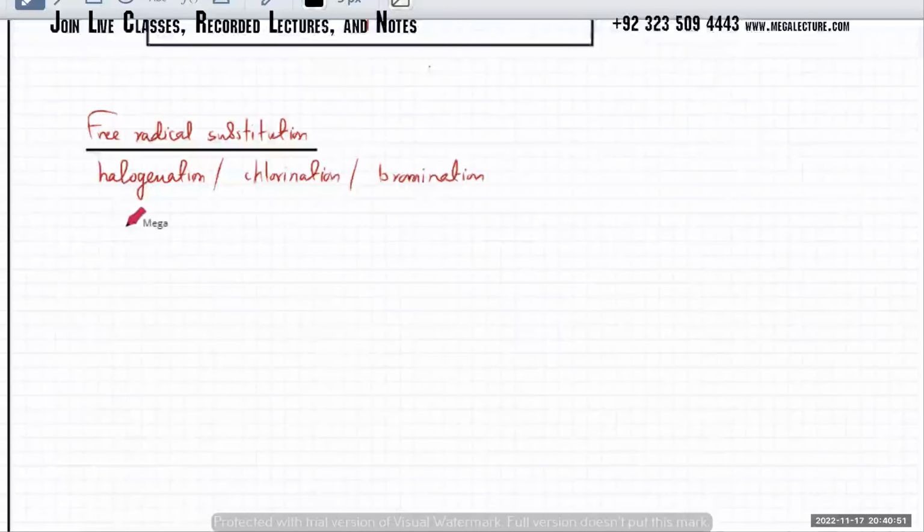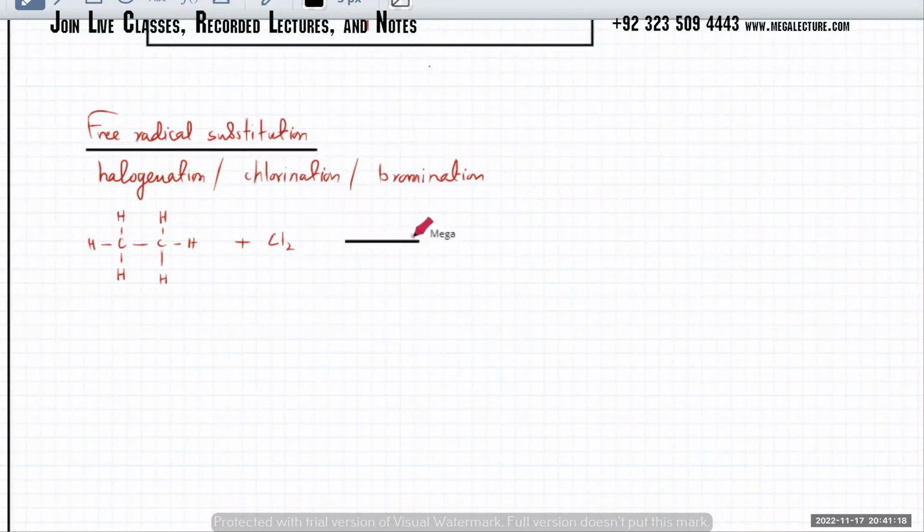What would happen in this reaction is that you'll have an alkane with hydrogens, and you would react it with Cl2, or Br2. There were specific conditions for this reaction. Ultraviolet light was needed or sunlight was needed. And that's about it. That was the only condition, by the way. As a result, the H's will get substituted by chlorine.